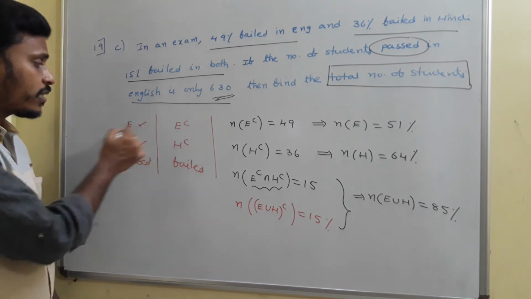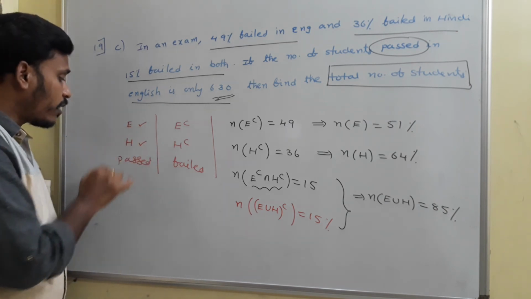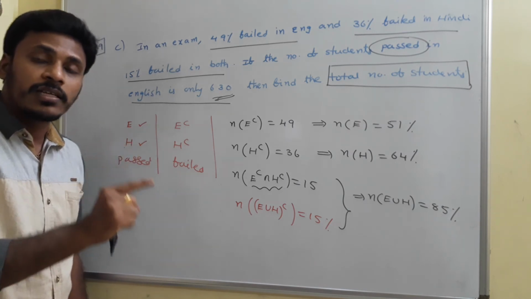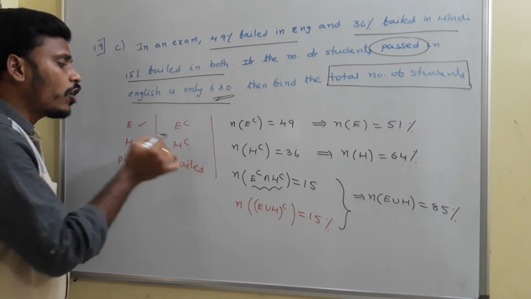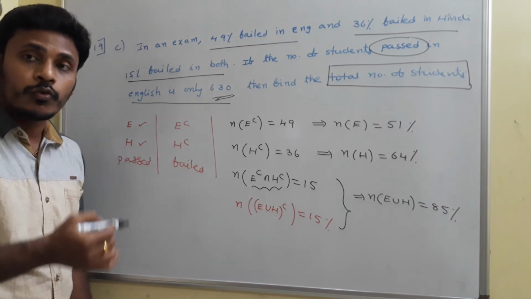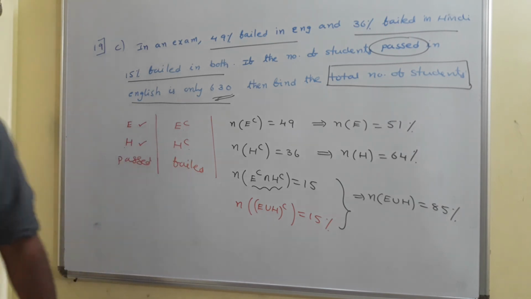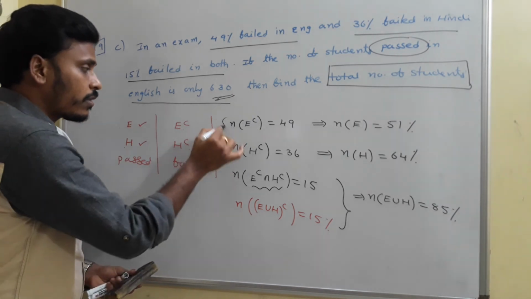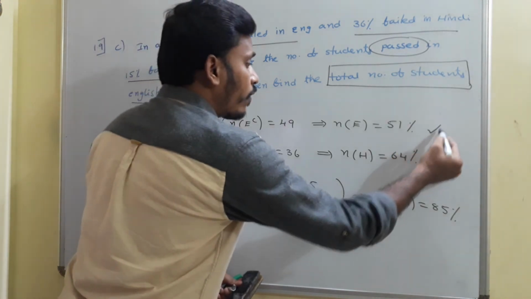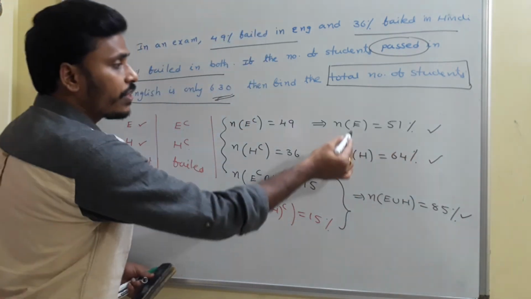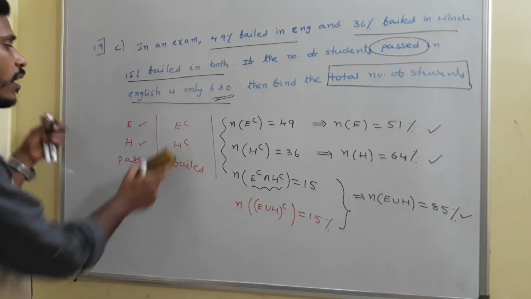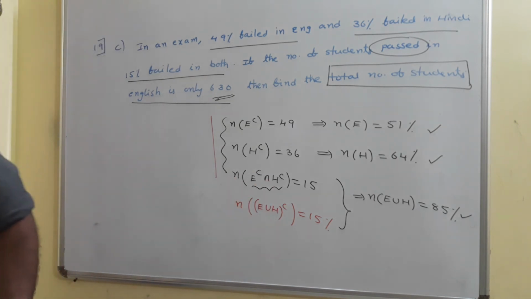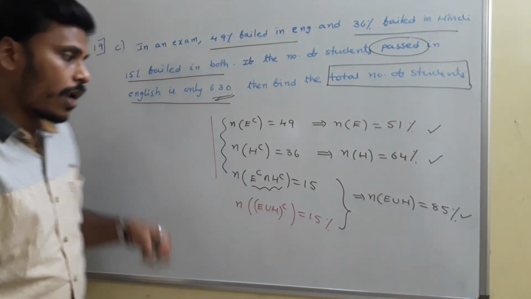Okay. So, I am erasing this for space concerns. I started the discussion with E and H representing the number of students who passed in the subjects. So automatically E complement and H complement are the number of students who failed. With that discussion, these three are the given statements, and using these three, we derived these three, where E, H and E union H represent the number of students who passed in English, Hindi, as well as either in English or in Hindi.